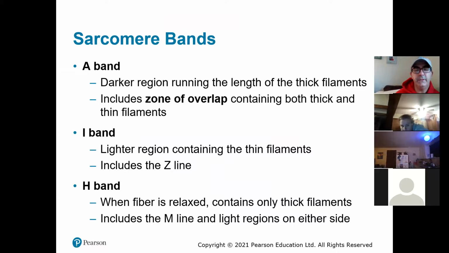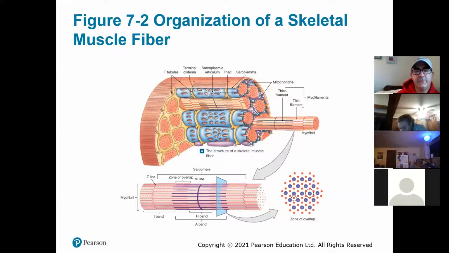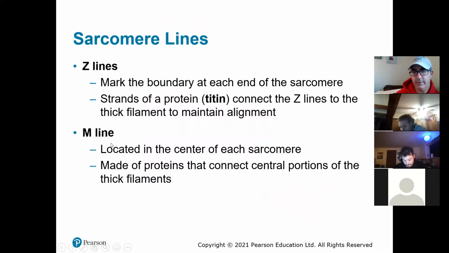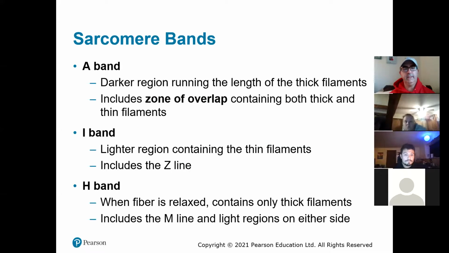The I band is the lighter region, which includes the Z line. So the I band is everything outside the myosin filaments. The I band only contains actin filaments. You don't see any of the purple myosin in there. And then the H band is where there would only be myosin right at the middle here. There's no actin in there. So the A band contains all the way out to even where the actin and the myosin overlap, whereas the, I'm sorry, the H band only includes where there is myosin. So make sure you know the different bands and lines.